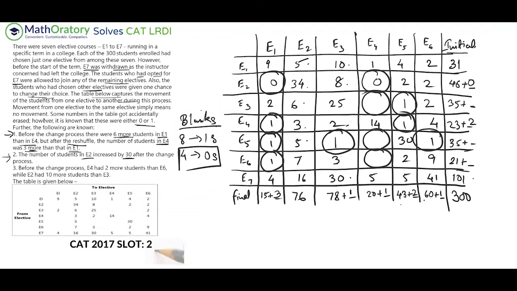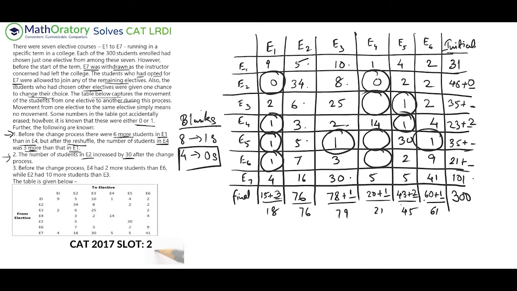So the columns are almost done. So we can just figure out these totals now. 18, this is 76, this is 79, this is 21, this is 45, and this is 61, right? So these are all already done. Now, but the rows are remaining. So let us look at the next information.